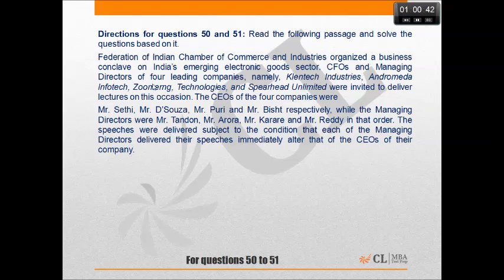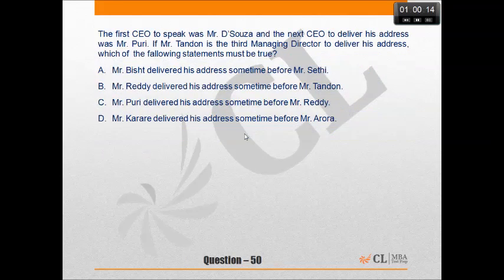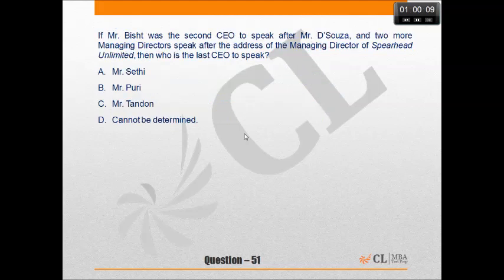FICCI organized a business conclave on India's emerging electronic goods companies. CEOs and managing directors of four leading companies, Clean Tech Industries, Andromeda Infotech, Zoomerang Technologies, and Spearhead, were invited to deliver lectures on this occasion. CEOs of the four companies were given in order, and managing directors were also given in that order, respectively. So that makes my task easier. Speeches were delivered subject to the condition that each managing director delivers a speech immediately after that of the CEO of the company. The first CEO to speak was D'Souza. Next question is similar.